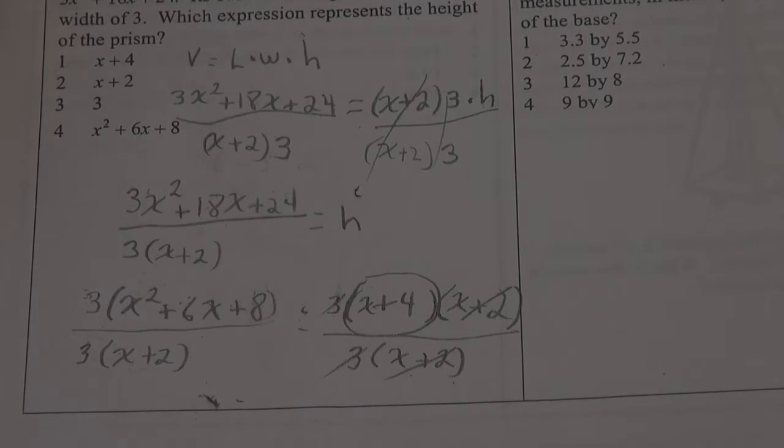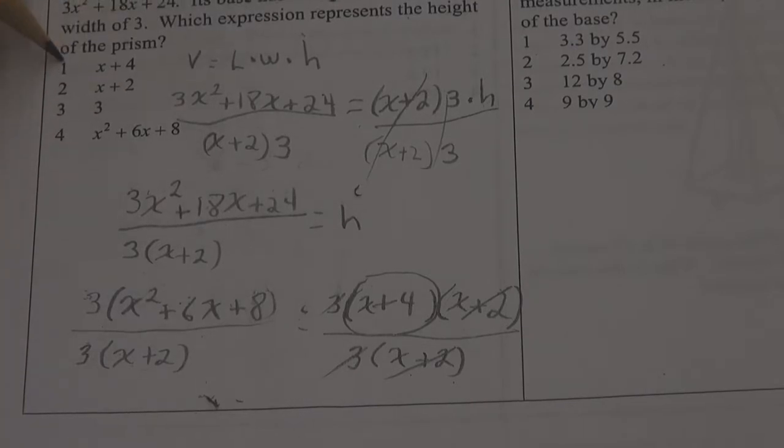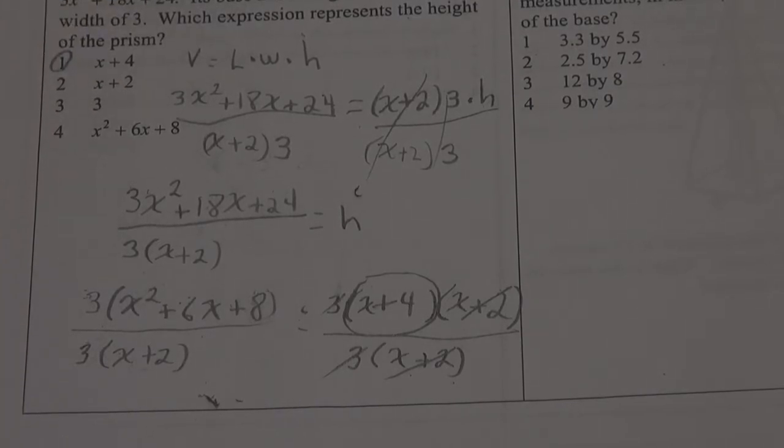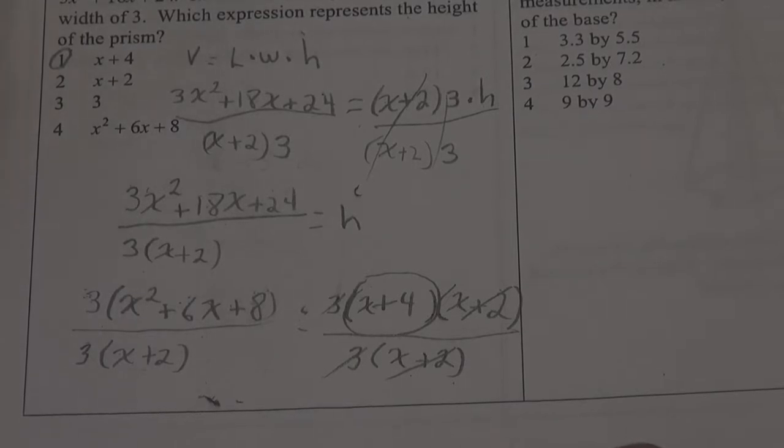So the height of the prism can be represented by x plus 4. See that? That wasn't difficult. All right, let us continue with the next problem.